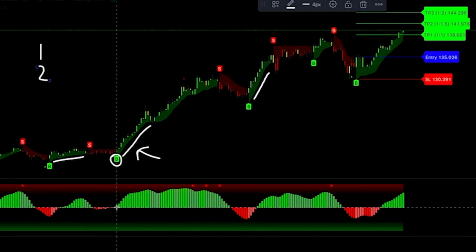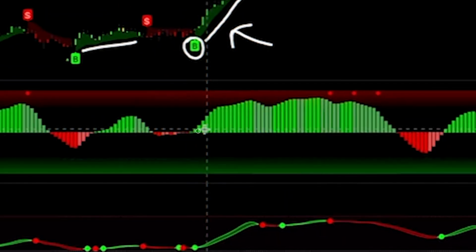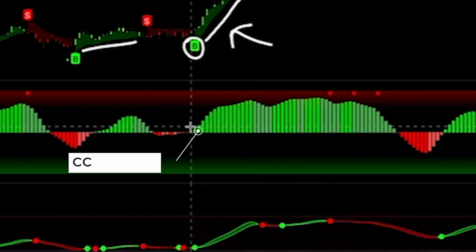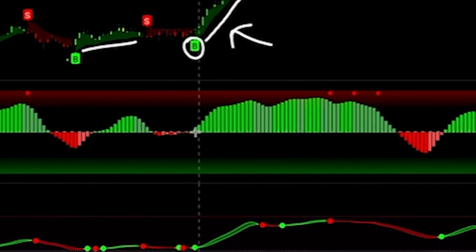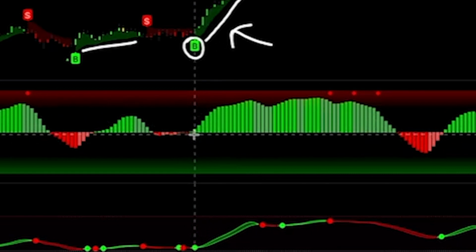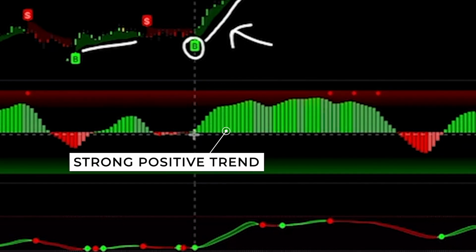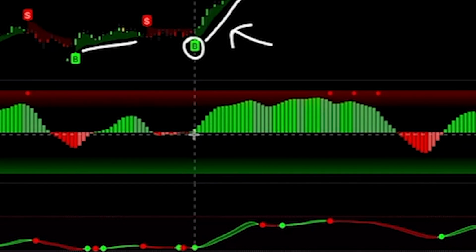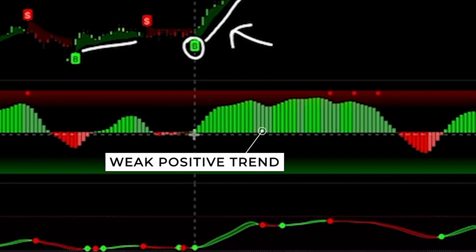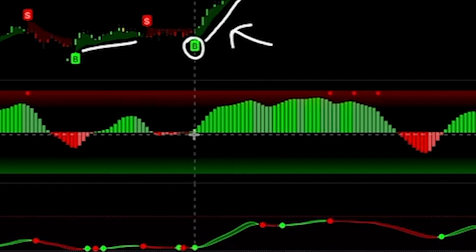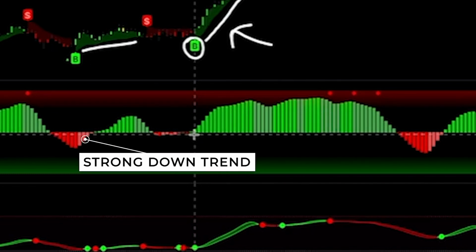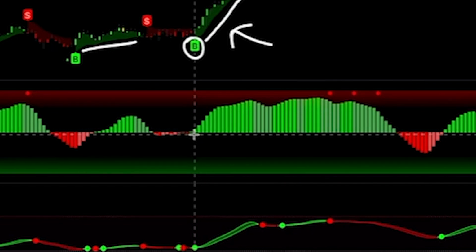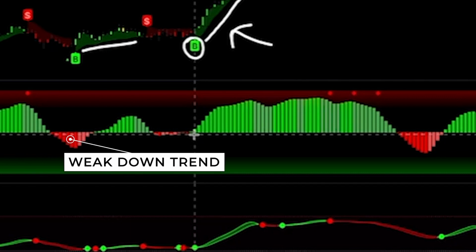Now, the second tool we have in this suite is the CC Squeeze. The CC Squeeze essentially gives us an idea of momentum as well, but it also tells us whether we're overbought or oversold at any one particular moment in time. What you'll notice with the squeeze is that there are four main colors. One is a bright lime green, which means we have a strong positive trend. A weak, faded green means we have a weak positive trend or a potential negative trend. A bright red means we have a strong downtrend, and a faded red means we have a weak downtrend or a potential uptrend.